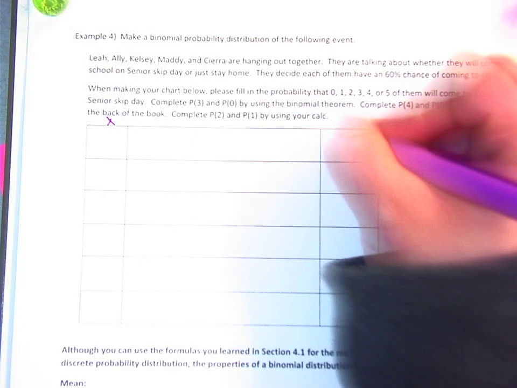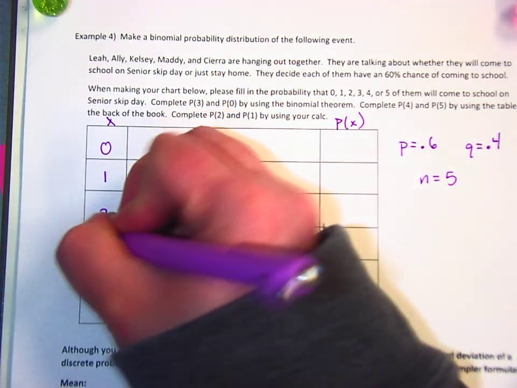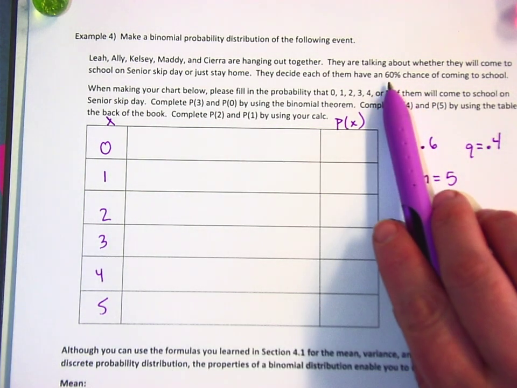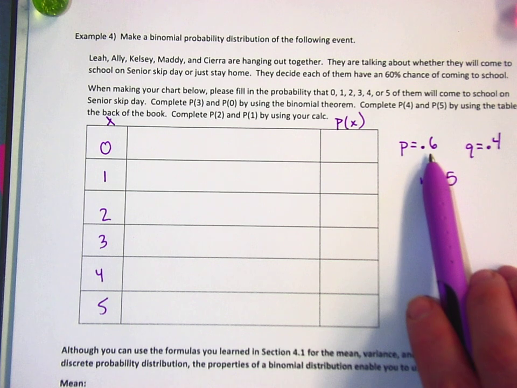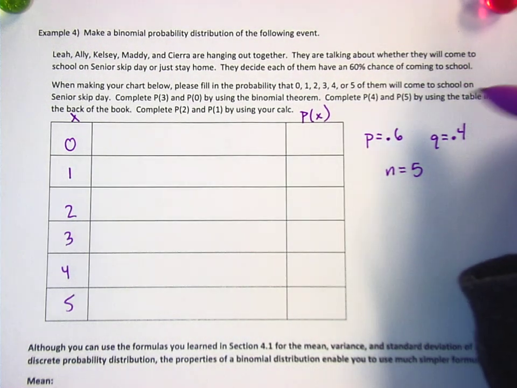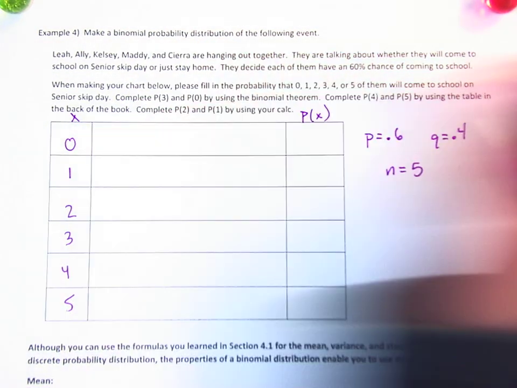So here is 0 of them come to school, 1, 2, 3, 4, 5. Actually, hold on. 60% chance of coming to school. So I guess 0 of them come to school, 1 of them comes to school, 2 of them comes to school, etc. I want you to do 3 and 0 by using the binomial theorem, 1 and 2 by using your calculator, and 4 and 5 by using the table in the back of the book. So you can go ahead and pause the video and then check your work as you go.